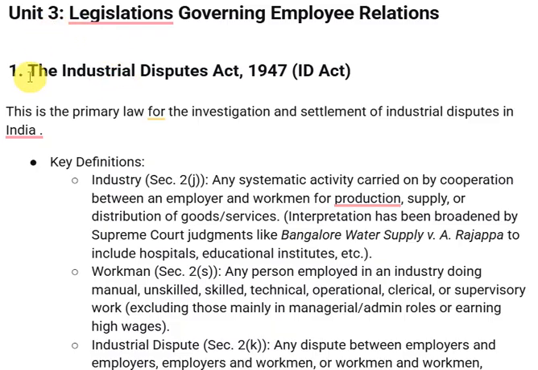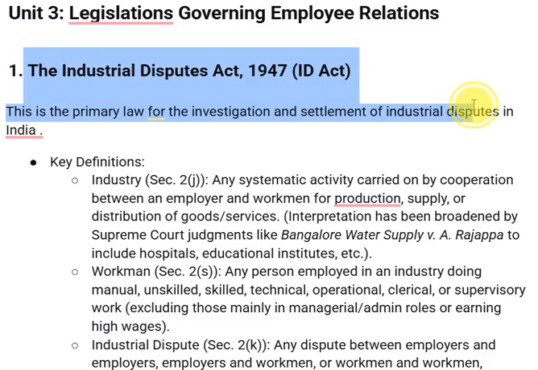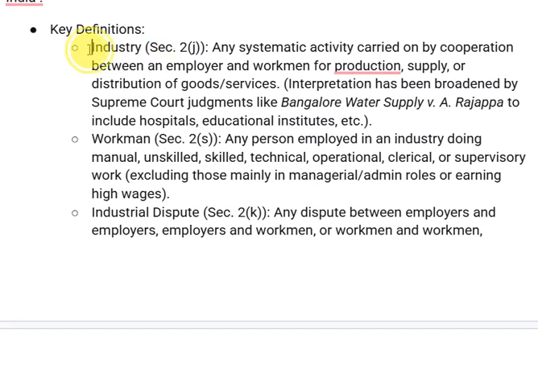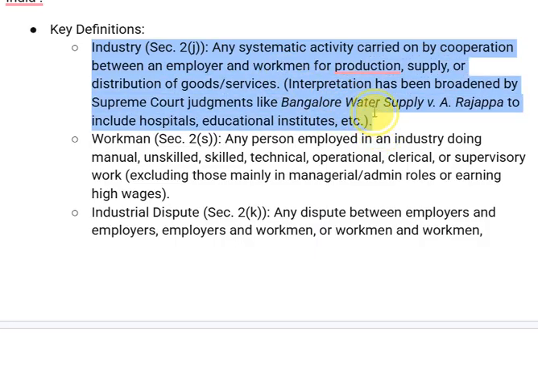The most important law affecting industrial relations is Industrial Disputes Act 1947. This is a primary law for investigation and settlement of industrial disputes in India. It has some key definitions, which include what is industry. Industry is any systematic activity carried out by cooperation between employer and employees for production, supply, distribution of goods and services. This is a very important definition, and this is given in section 2J.